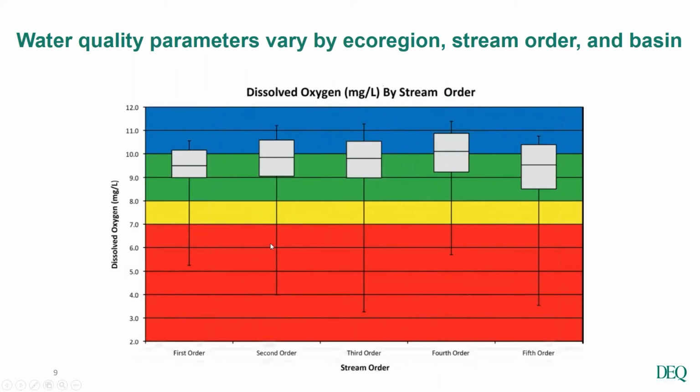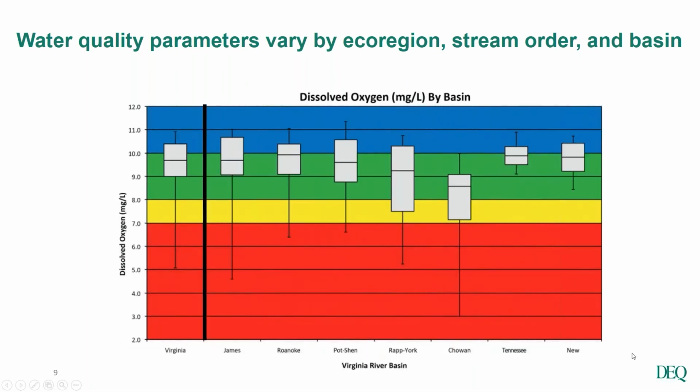But we also see variation in stream order as well. So less variation for DO and stream order, but other parameters are going to be different. And then also for the basin as well. So that's going to correlate with your ecoregion, but again, it's important to remember what kind of basin you're in and what levels of these different parameters you would expect. So the tool and the document will outline these different subpopulations for you to make sure that you're interpreting the data correctly.